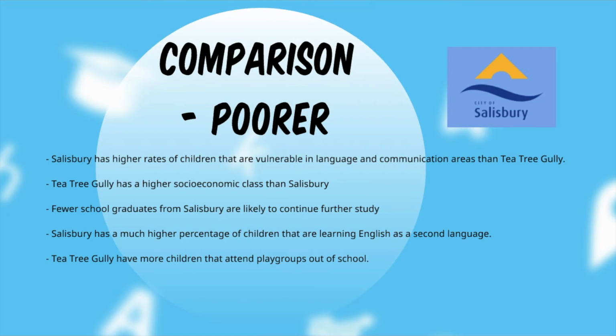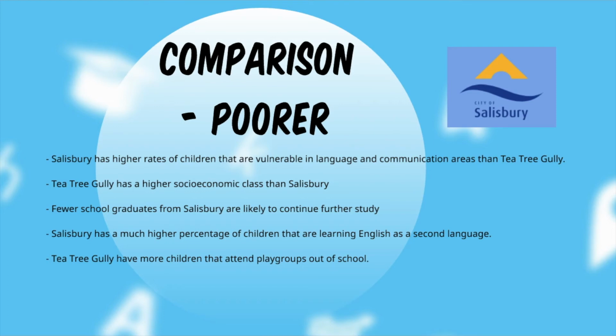and cultural differences. In 2018, Salisbury had 35.9% of children where English is their second language, suggesting that the suburb is very culturally diverse. Learning English as a second language would hinder the language and communication levels dramatically. Tea Tree Gully has a much smaller percentage of only 14.6% of children who learn English as a second language.